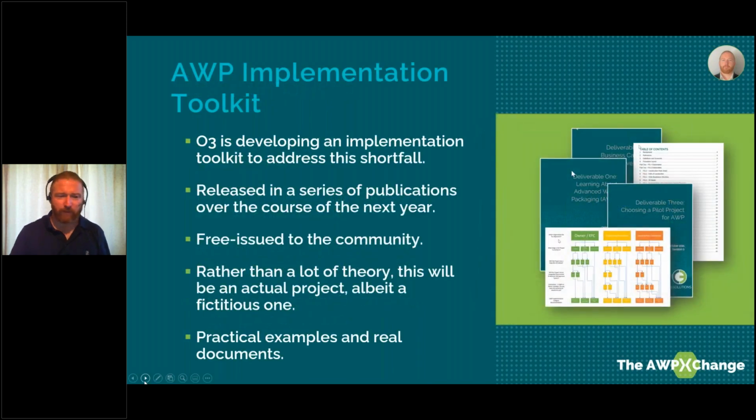So what we're trying to do with this implementation toolkit is help companies, especially the ones who are starting on their AWP journey, the ones who are picking it up and generally start with a blank piece of paper and several hundred pages of CII documentation. We want to help provide a systematic step-by-step approach for implementing AWP and to do this using a sample project.